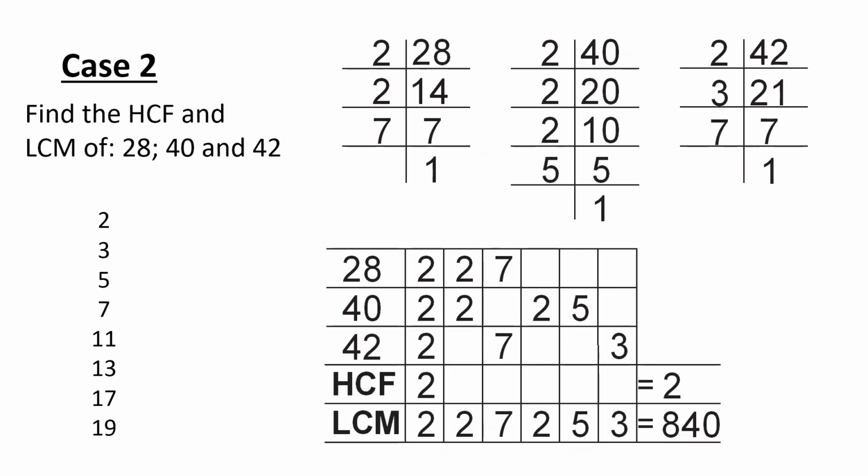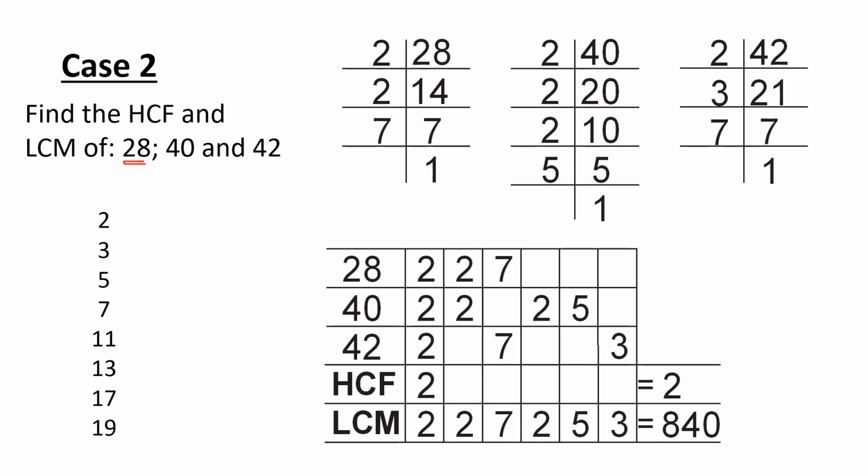Find the HCF and the LCM of 28, 40, and 42. 28, that one there, is an even number. Divided by 2 is 14. 14 is an even number. Divided by 2 is 7. Then I go and look for it, and the next one there is 7. That will go in there. 7 goes into 7 once. So 28 in terms of the product of its prime factors is 2 times 2 is 4 times 7 is 28. So 2 times 2 times 7.